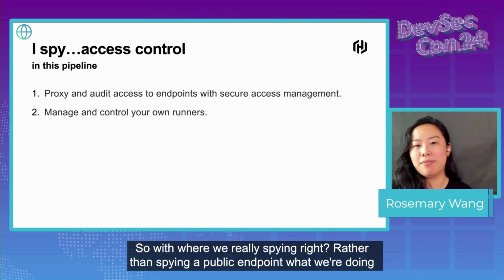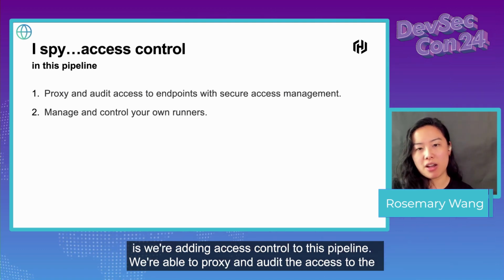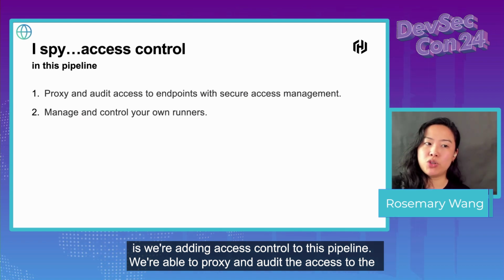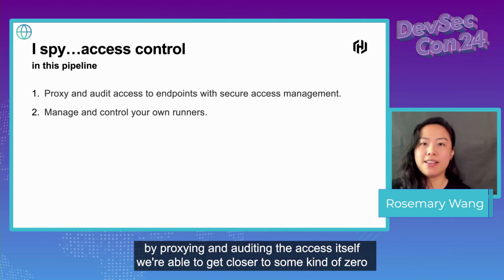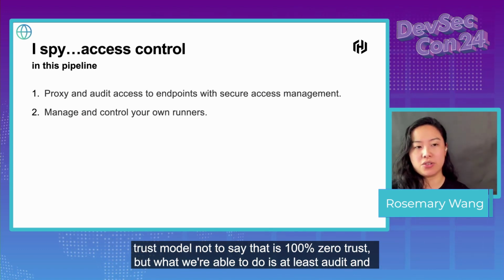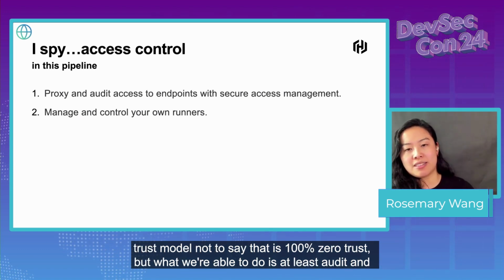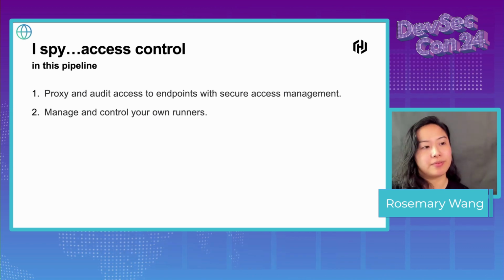So what are we really spying, right? Rather than spying a public endpoint, what we're doing is we're adding access control to this pipeline. We're able to proxy and audit the access to the different endpoints with secure access management. And we can also manage and control our own runners. By proxying and auditing the access itself, we're able to get closer to some kind of zero trust model, not to say that it is 100% zero trust, but what we're able to do is at least audit and identify the sessions and connections based on the pipelines as well as the target infrastructure.